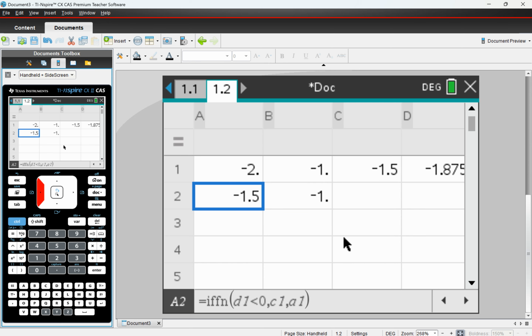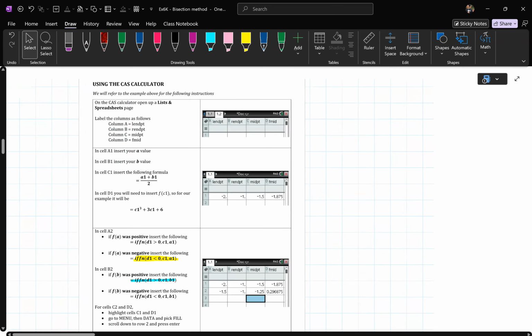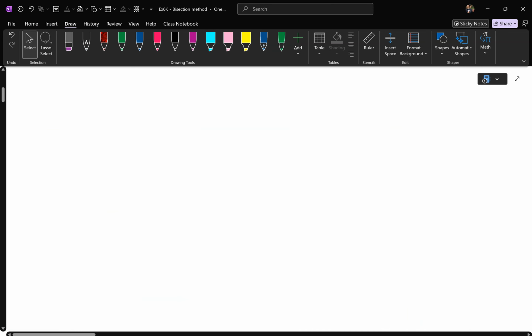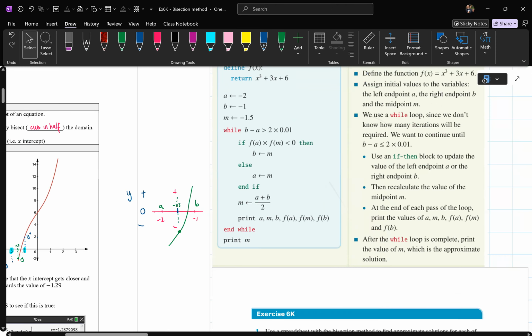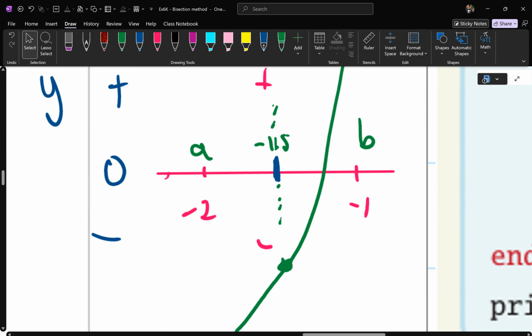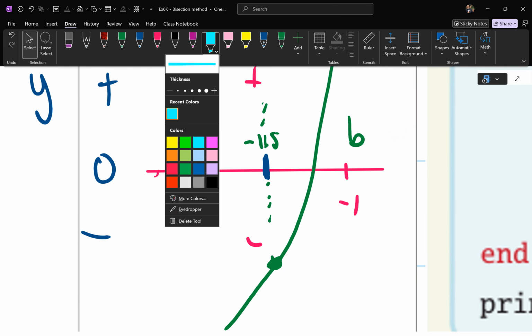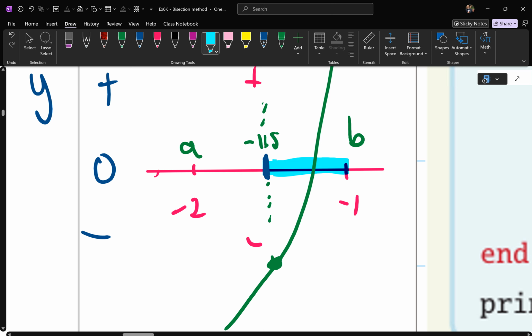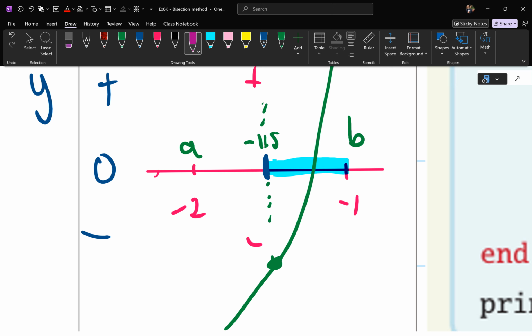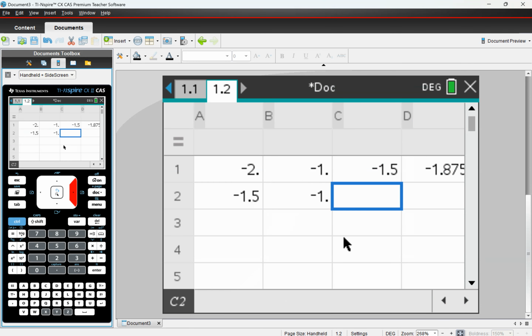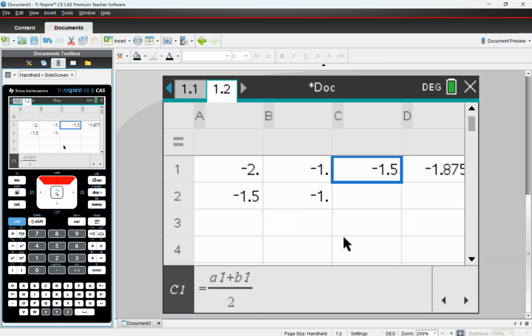So now we've got the new domain. Let's think about it graphically. We've got the new domain, which is negative 1.5 to negative 1. So let's look at the graph. We are now working between these two. Next step is halving it. So to find the middle, you do the same thing: add the 2, divided by 2. But instead of doing that again, you can now just copy this formula down.